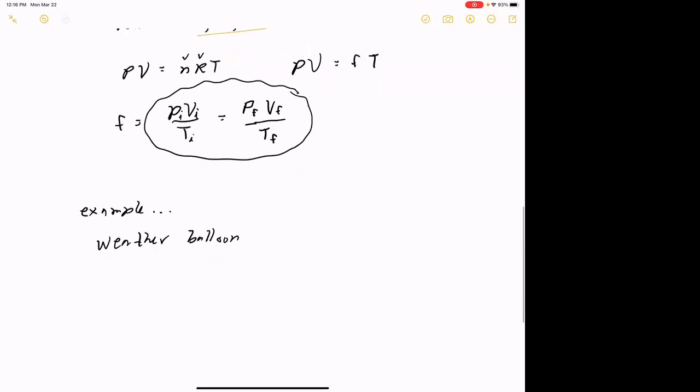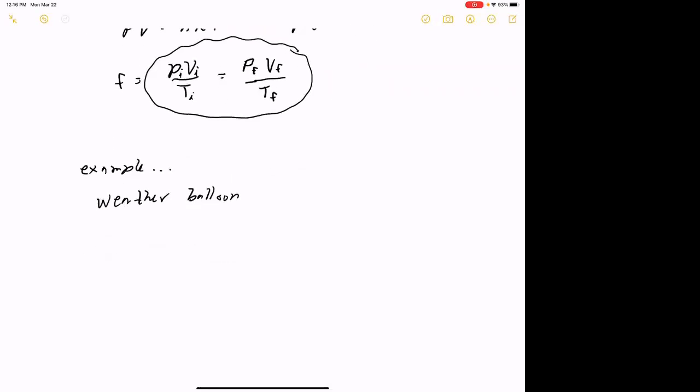So here's some data involving a weather balloon. So we're going to say on the ground, this is going to be our initial set of conditions. Here's what we have. My initial pressure is going to be 1 atmosphere. So we know we're setting this off right at sea level because we always know that sea level is 1 atmosphere of pressure. The initial volume of the balloon before it rises up is 2.00 times 10 to the 3rd meters cubed.